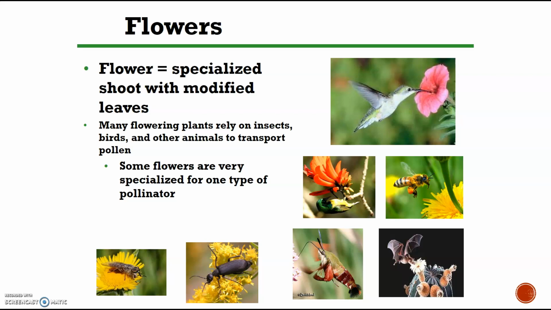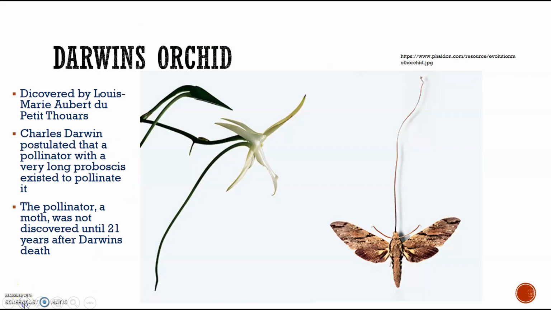So you don't need to be right next to each other so the wind can carry your pollen. You can be however far a bird can fly or however far a bee can fly away from each other and still exchange genetic material. And some of these flowers are very specialized for one type of pollinator. Here's a classic example of that.